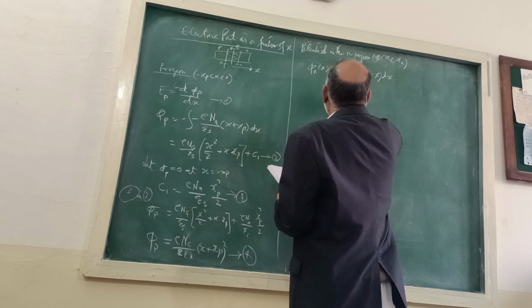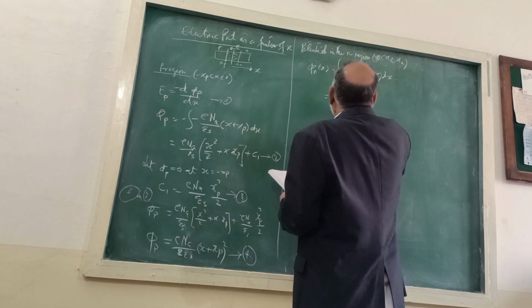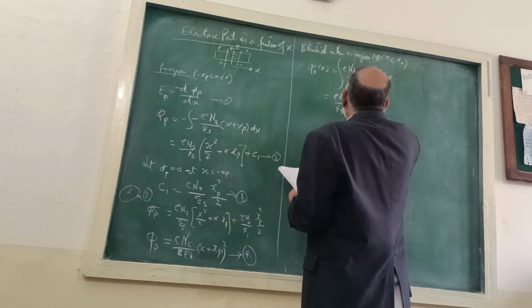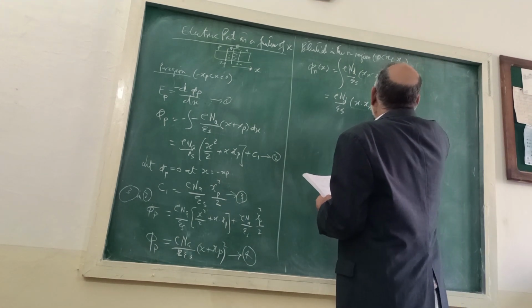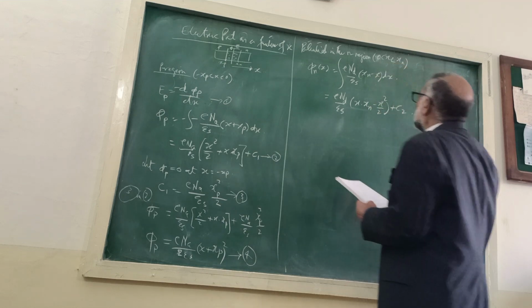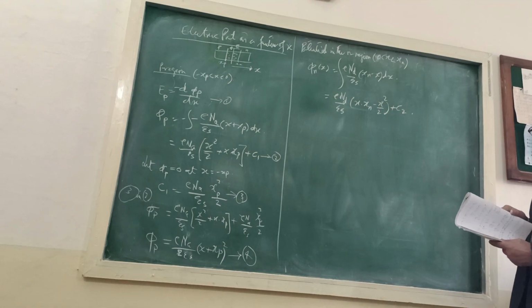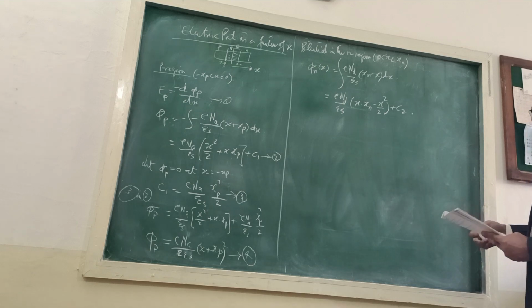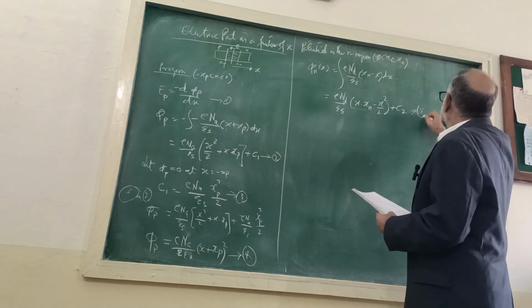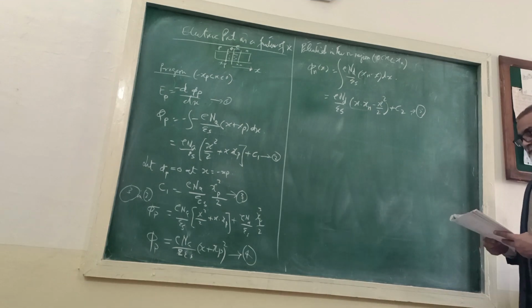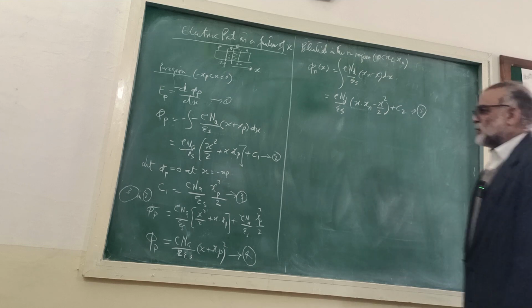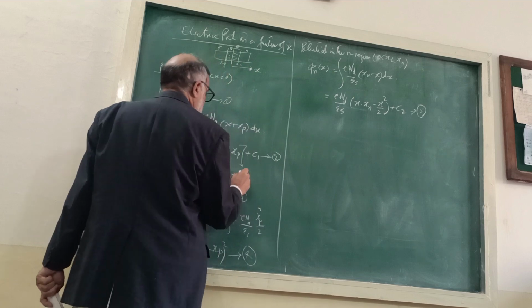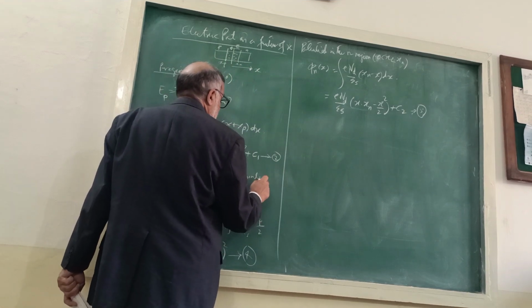This is equal to q ND by epsilon s, x xn minus x squared divided by 2, plus some constant C2. Now we want to find the constant C2, using the boundary condition.